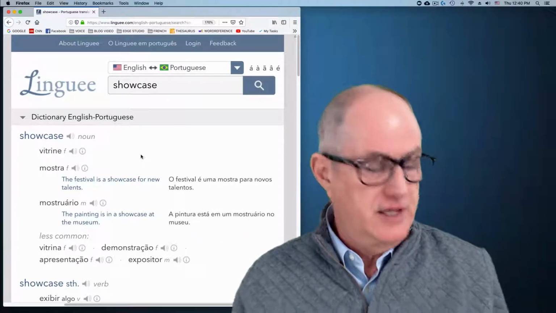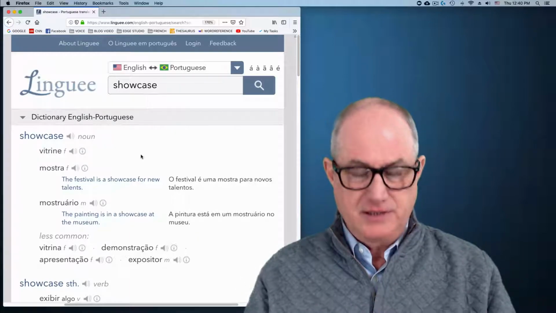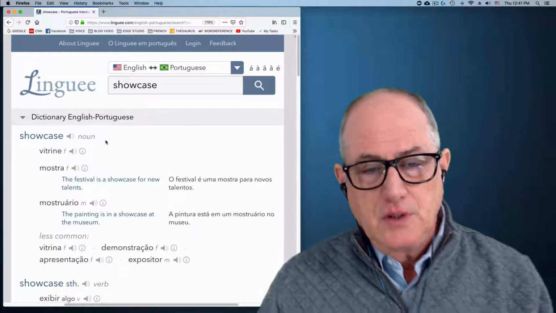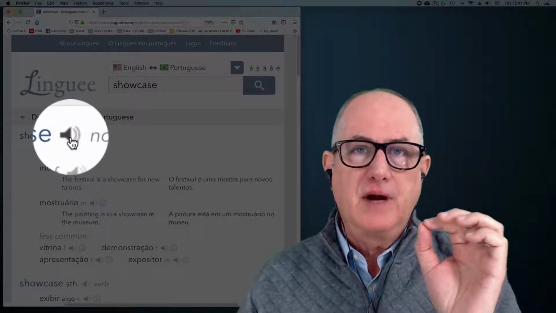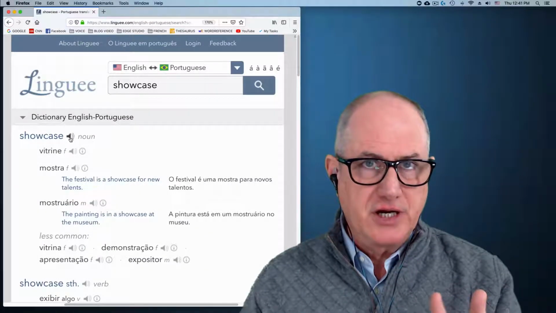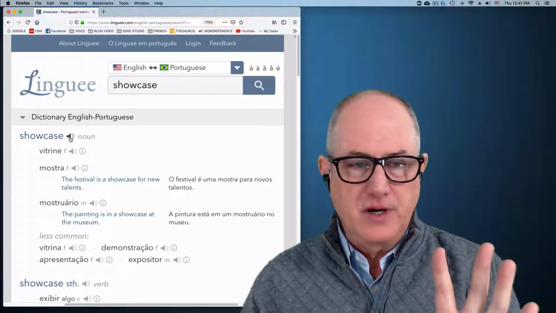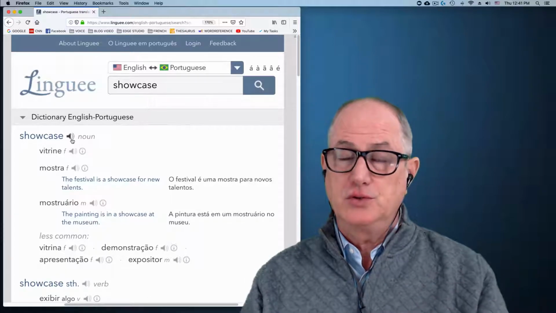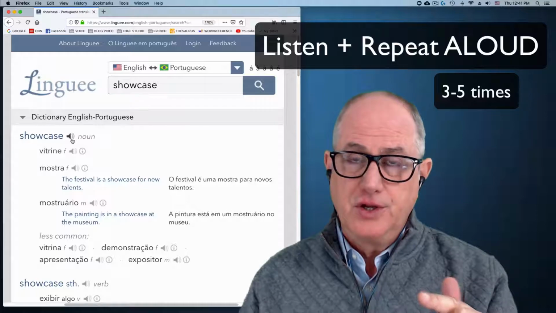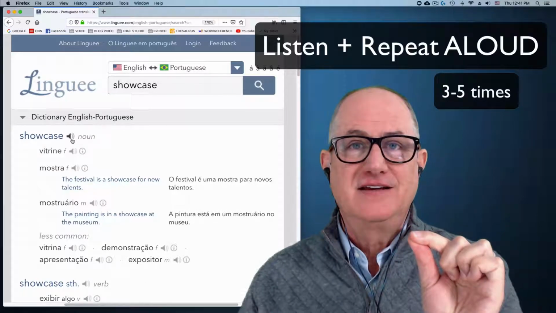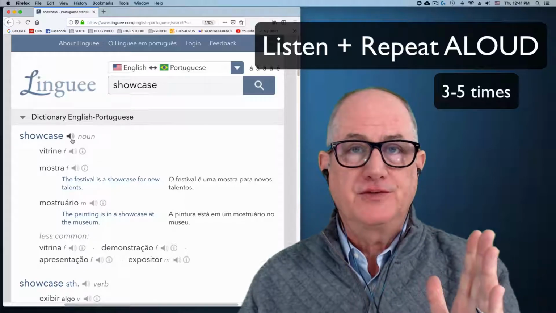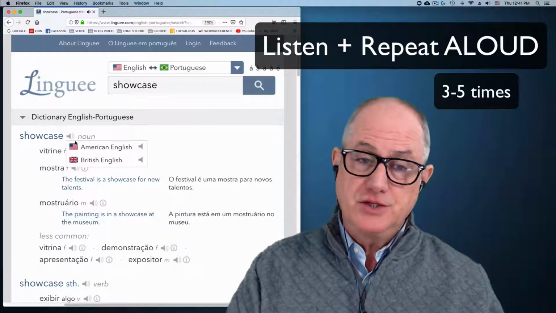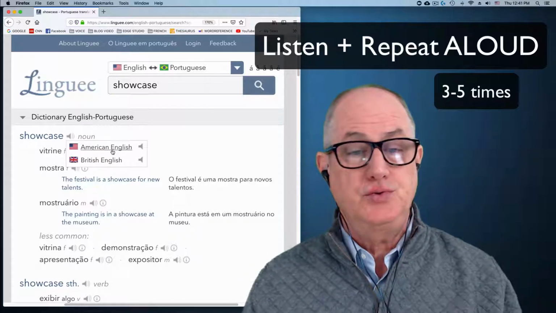The second thing that Linguee gives me right there immediately is the opportunity to pronounce the word. I'm going to listen every time I see the icon in a dictionary, in a glossary, online, anywhere. If I see this icon, I'm going to listen to it, and not only am I going to listen to the pronunciation, I'm going to repeat it aloud 3 to 5 times. I'll do it just like this. Showcase. Oh, I have American English and British English, so I can choose.